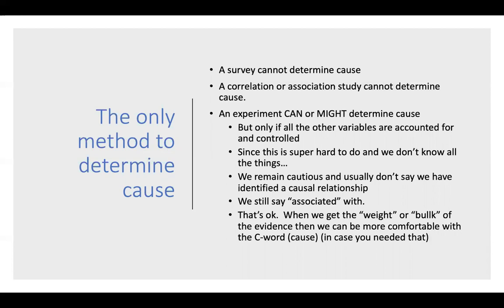The problem then is maybe the lab setting isn't the same thing as real life. And there are variables that happen in real life that weren't in the lab that may change the relationship between your variables. And so we remain cautious. We're always cautious. We usually don't say that we've identified a causal relationship. There has to be so much data. You have to have like the weight of the data, the bulk of the evidence, et cetera, has to be so overwhelming for us to be able to use that C word of cause.